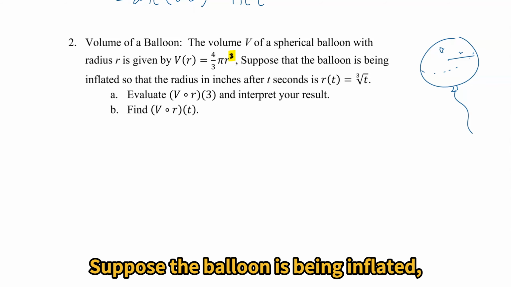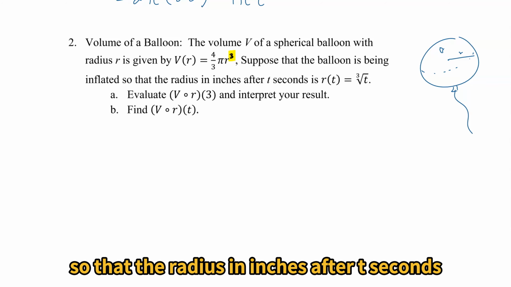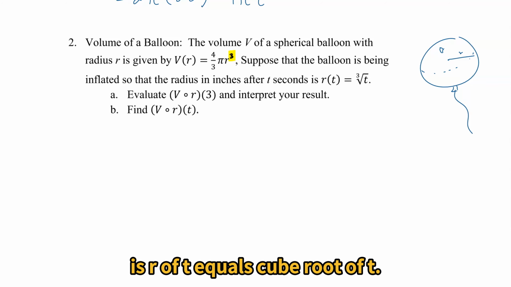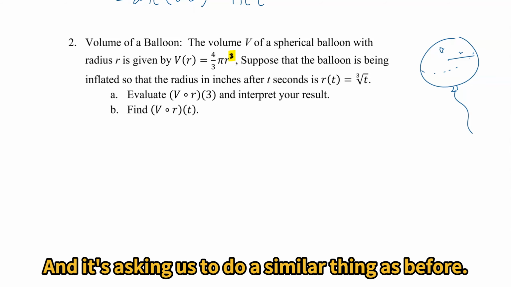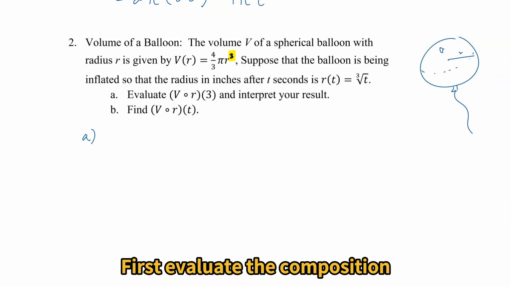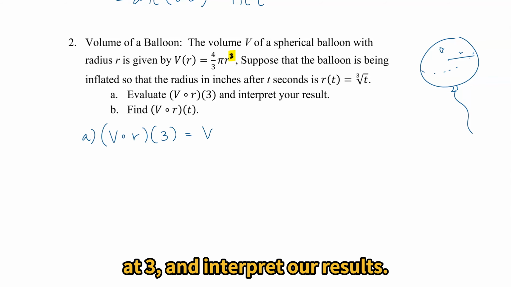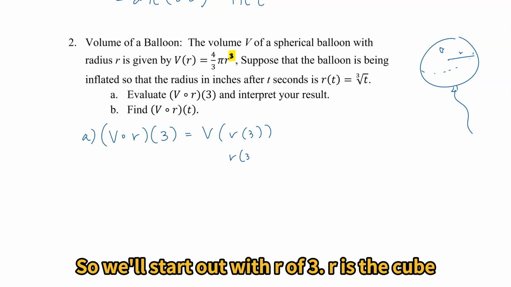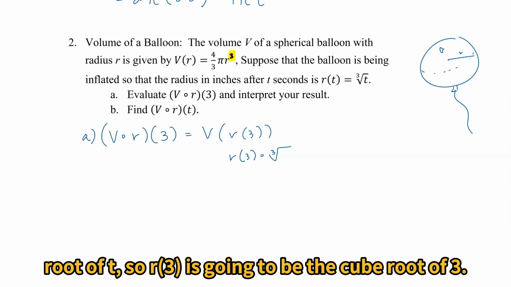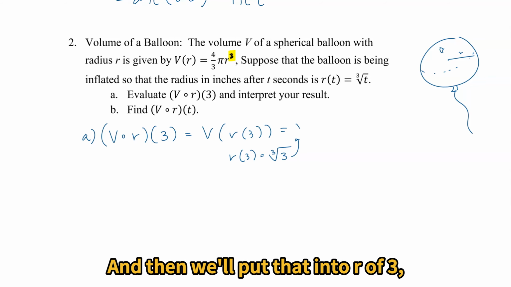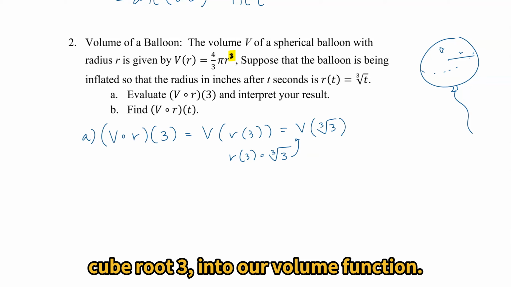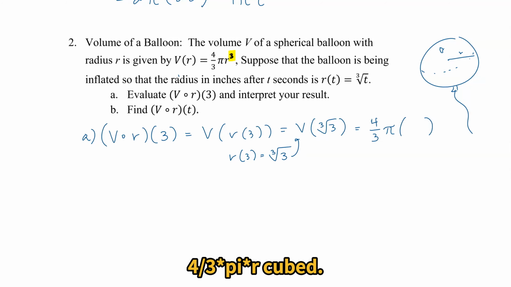Suppose the balloon is being inflated so that the radius in inches after t seconds is r of t equals the cube root of t. And it's asking us to do a similar thing as before. First, evaluate the composition of the volume with the radius at 3 and interpret our result. So we'll start out with r of 3. R is the cube root of t, so r of 3 is going to be the cube root of 3.